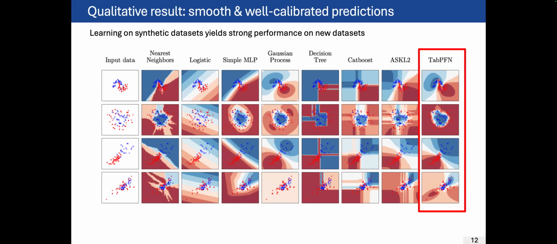Deep blue is maximally certain that it's a blue class. And you see, for example, that the tree-based methods are very axis-aligned in their predictions and sometimes have weird confidences, whereas TabPFN away from the data is very unsure. And that is how it was trained, because the training loss was cross-entropy, and cross-entropy really penalizes being wrong and sure.